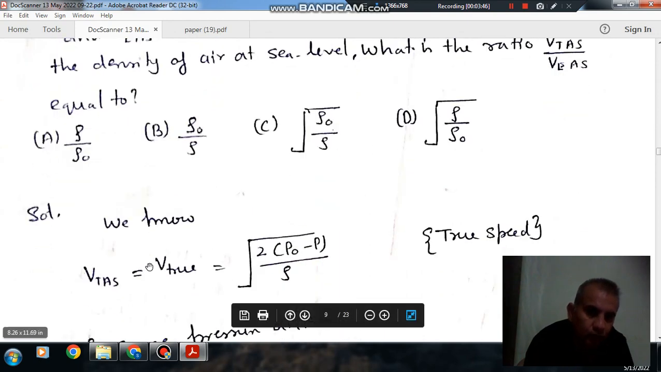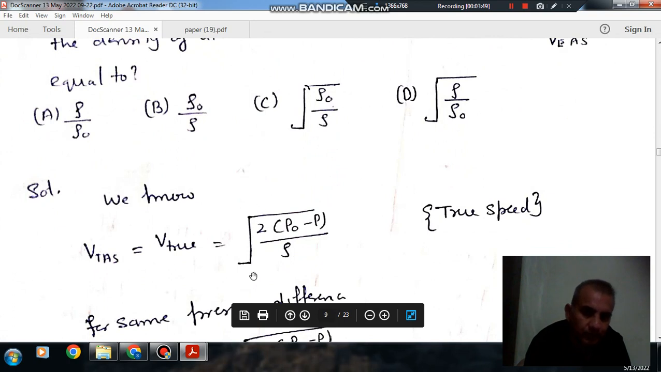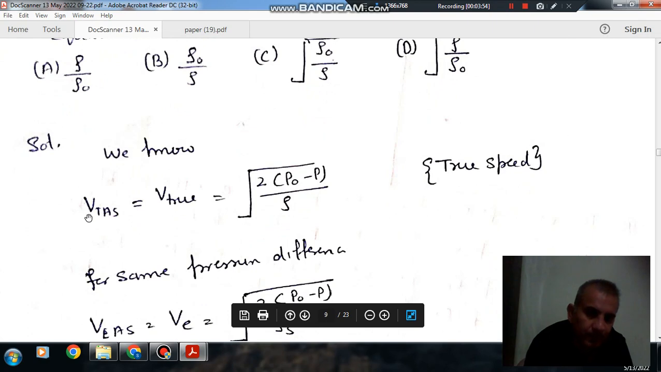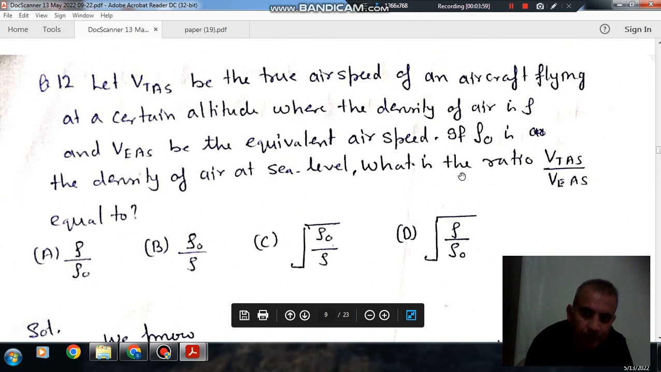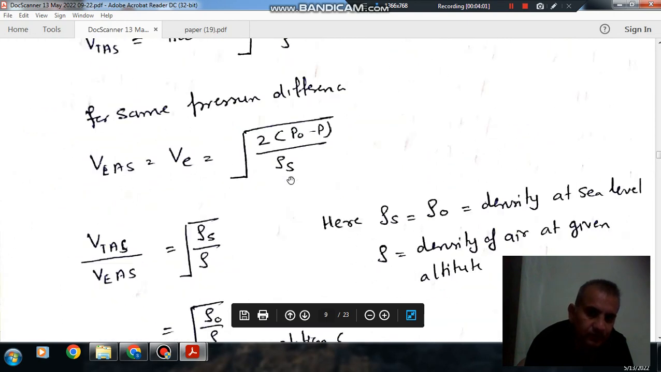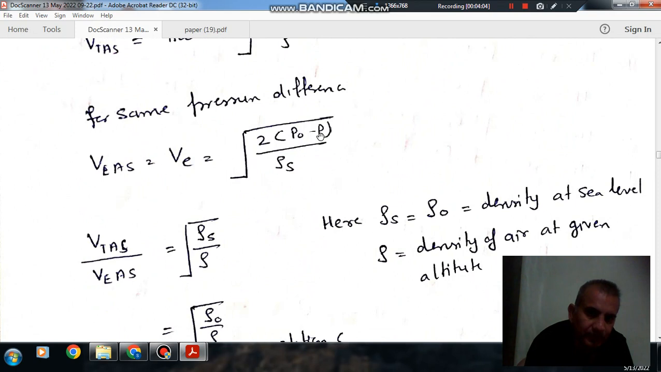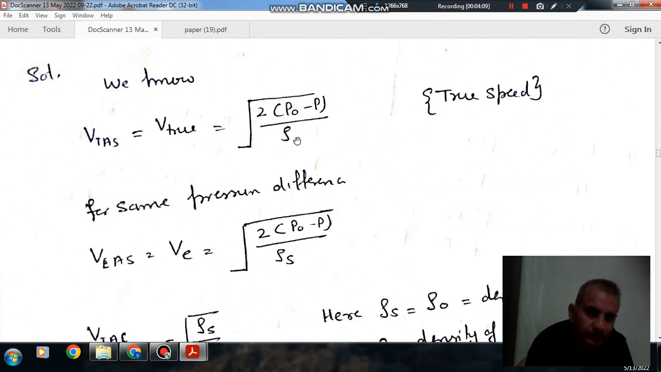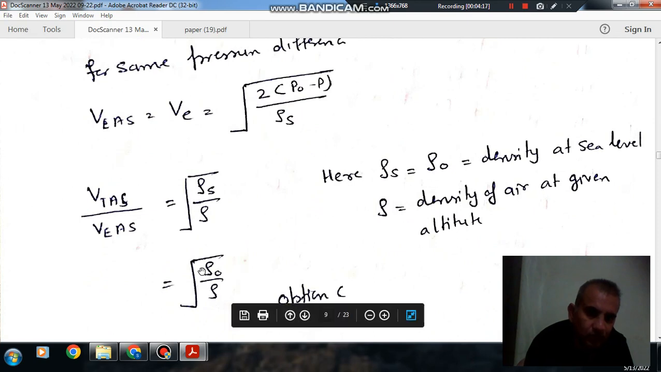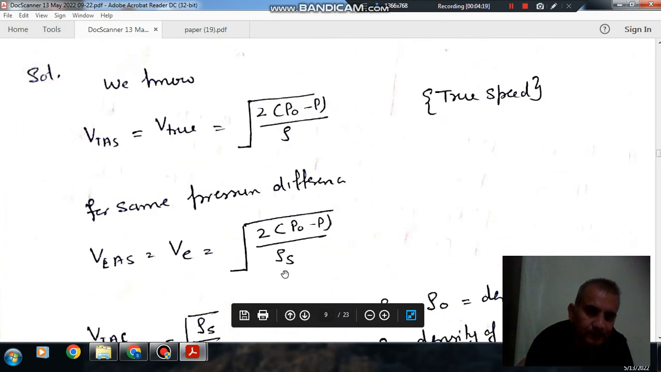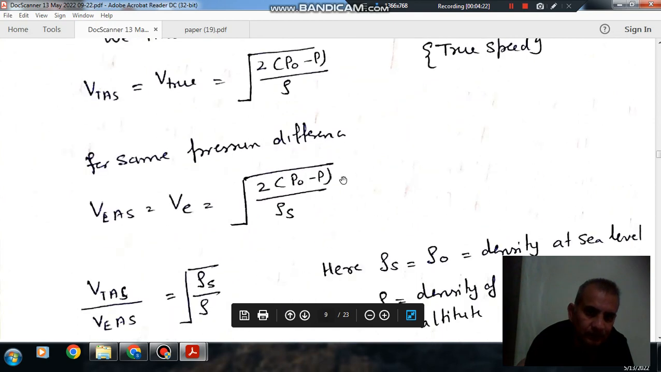Okay, so we know that the true speed is root of 2 (P naught minus P) divided by rho, and the equivalent air speed is root of 2 (P naught minus P) by rho s, where rho s is the density at sea level and rho is the density of air at an altitude. So VTAS by VEAS is equal to root of rho s by rho, or rho naught by rho. So option C is the right answer.